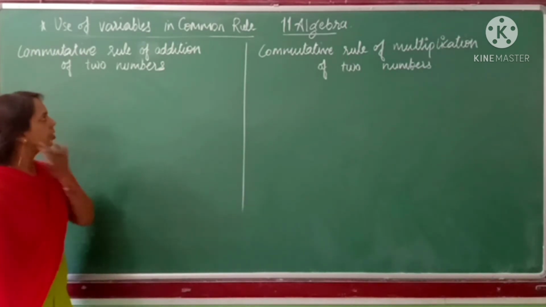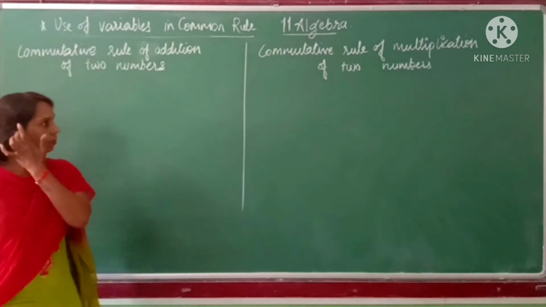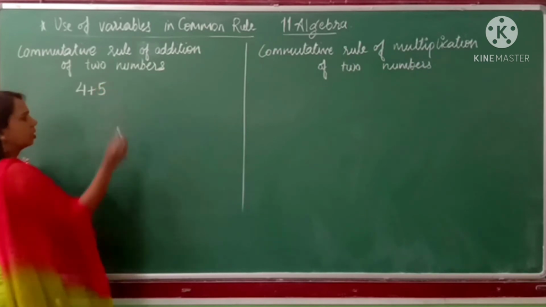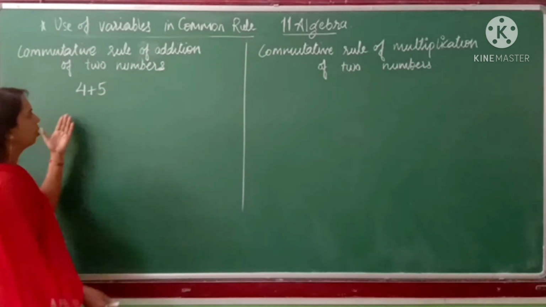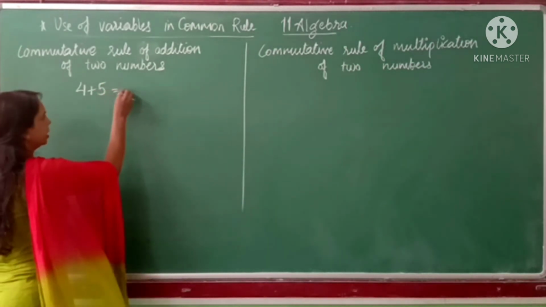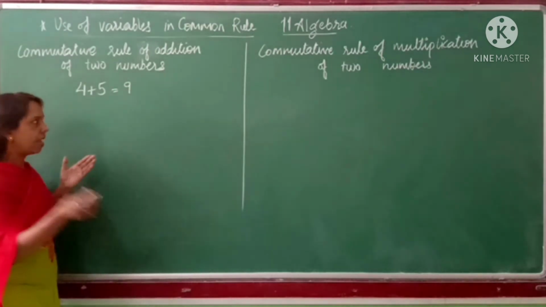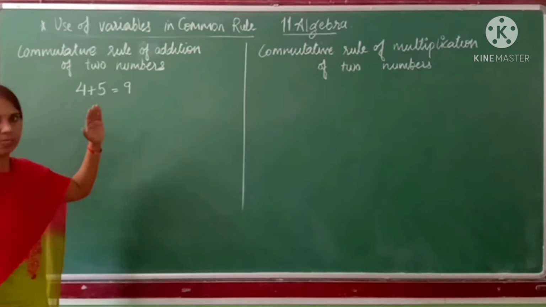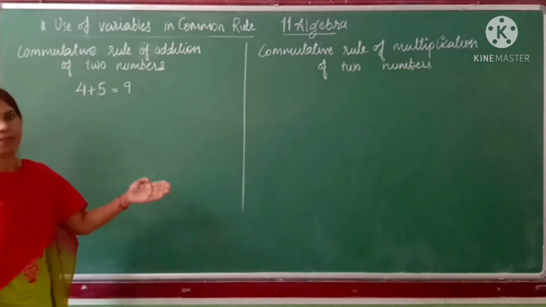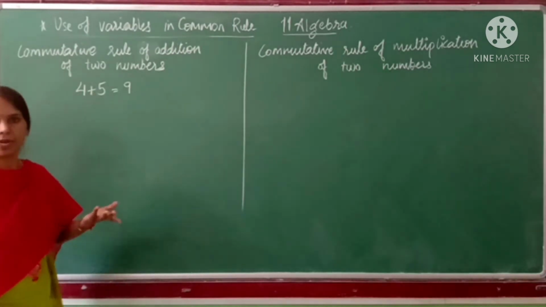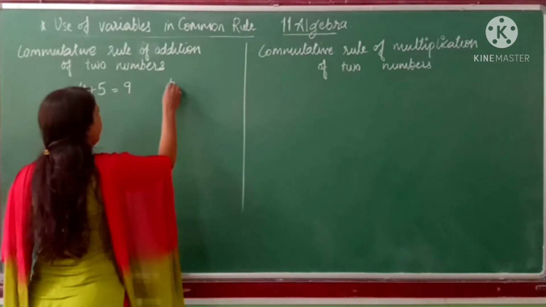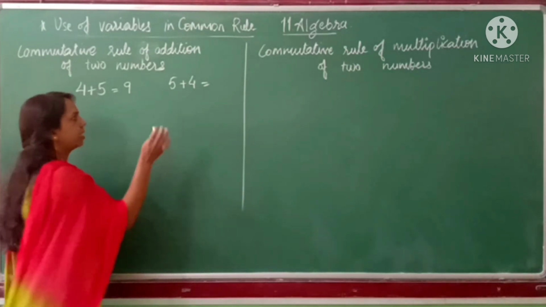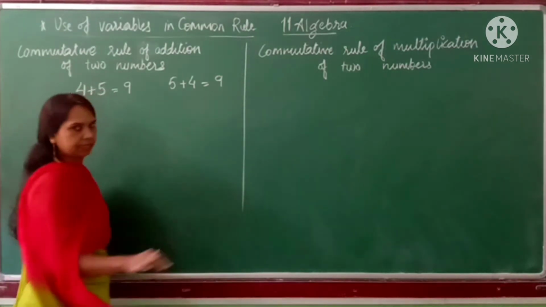Now how is it possible? We can take an example here. When you write 4 plus 5, what's the answer? 4 plus 5 is equal to 9. And now if we interchange the places of the numbers, that instead of 4 I write 5 and in place of 5 I write 4, 5 plus 4, here indeed the answer is 9.